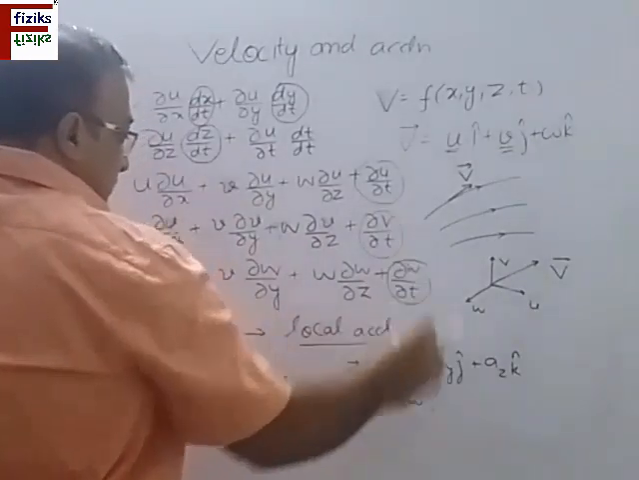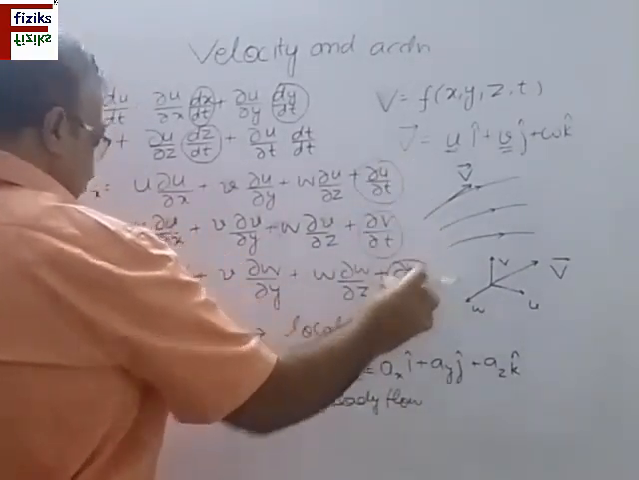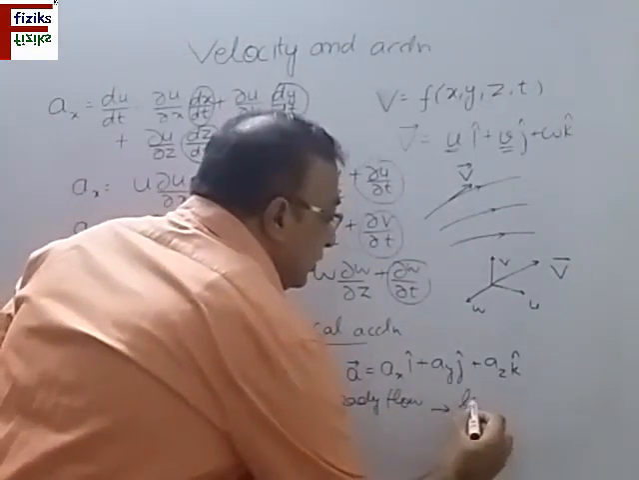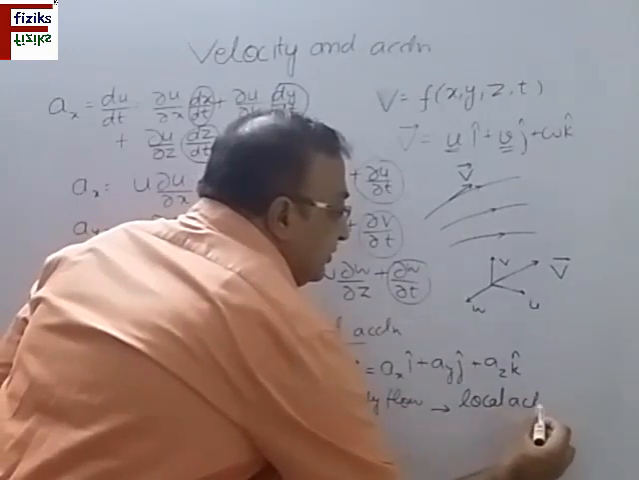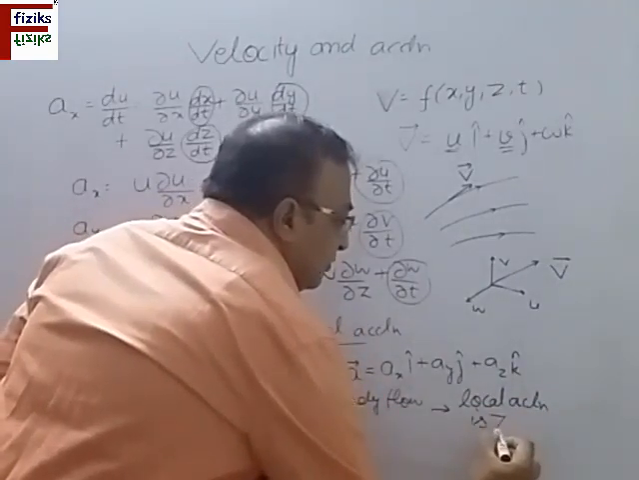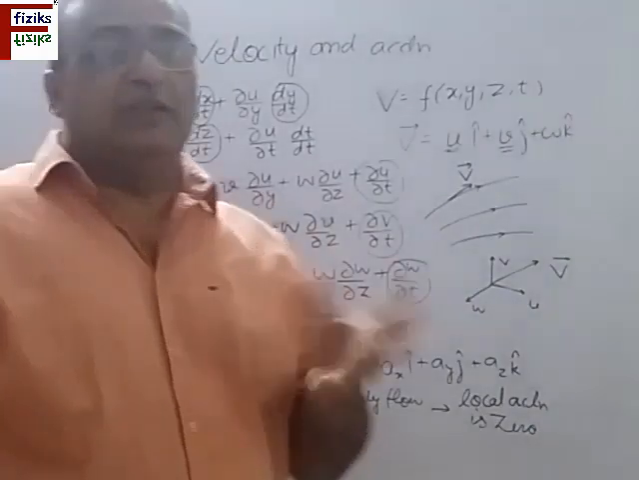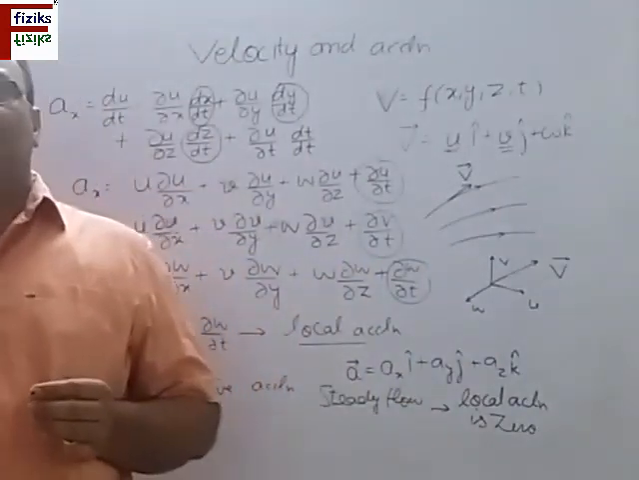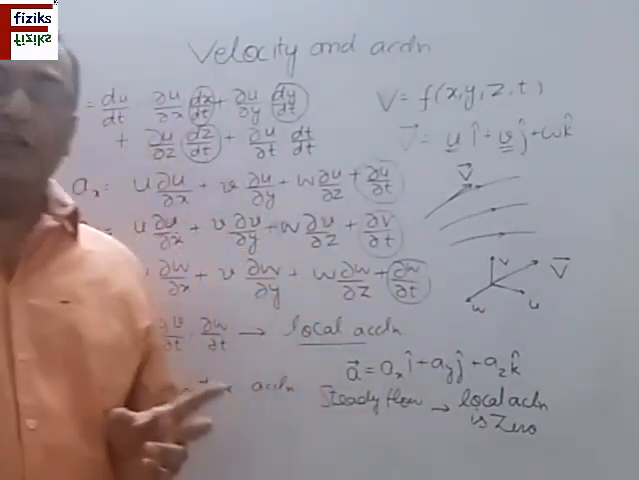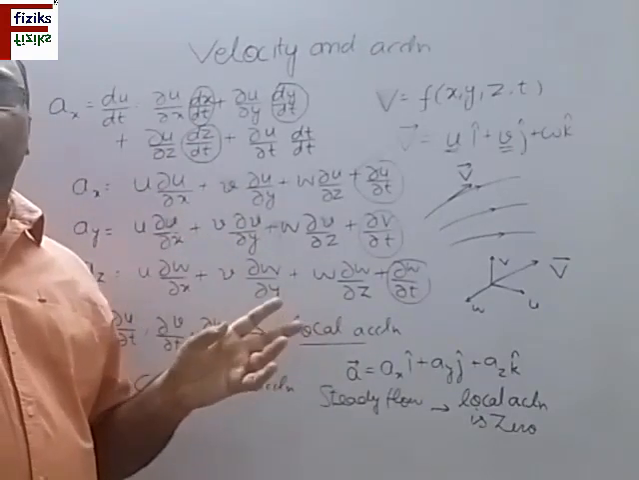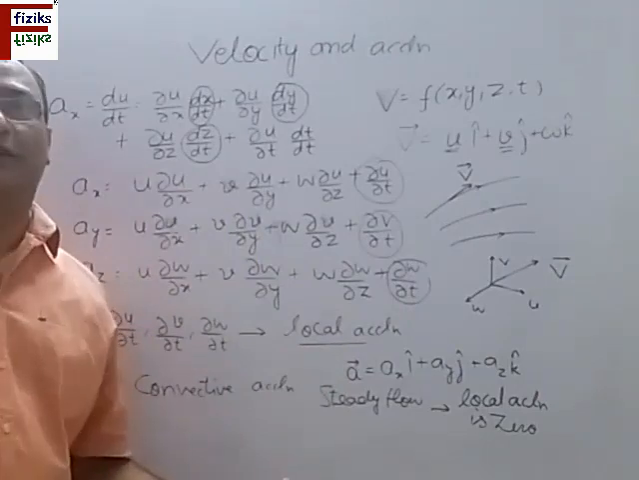So in case of steady flow, these terms 1, 2, 3, the local acceleration, will be 0. So in steady flow, local acceleration is 0, and only the convective acceleration exists. So this is the expression for calculating the acceleration of a flowing fluid. Now after this, we will be doing some questions to know how we actually find these values.